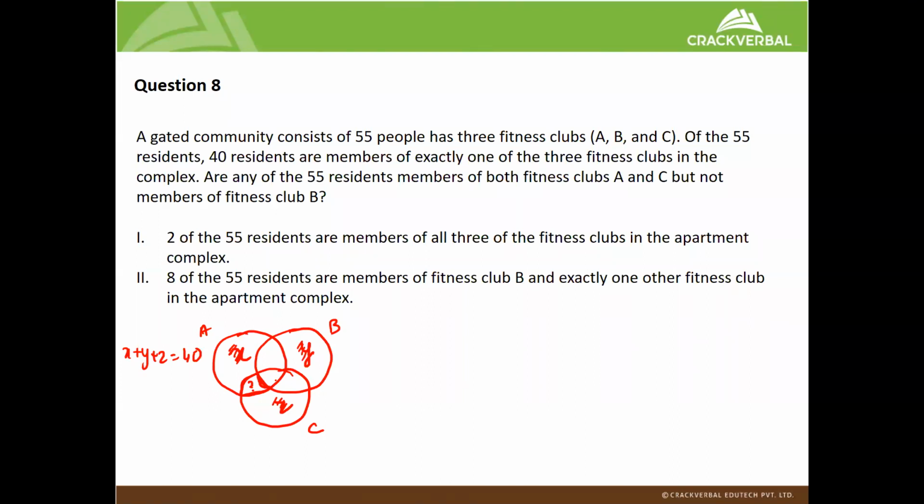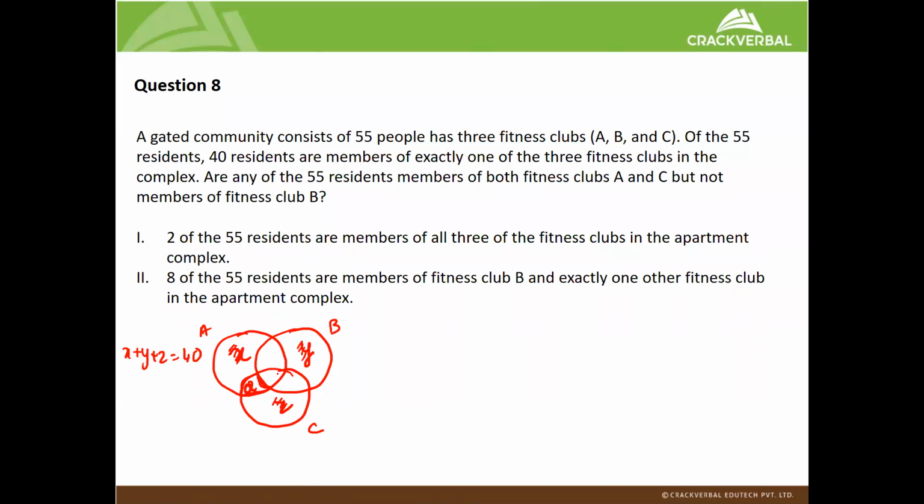I've broken down the question. I need to figure out this region A. Now, the first statement tells me 2 of the 55 residents are members of all 3 of the fitness clubs in the apartment complex. Now, before I go into it, one big takeaway I told you: never make any assumptions on any data sufficiency question.